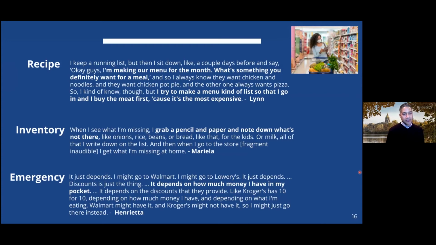The second quote here is from Mariella, the inventory shopper. She keeps a running list of the usuals, the things that she normally has in her pantry, and that she knows she can make meals from, that her family will actually eat. And finally, this last quote from Henrietta, we see that she's driven solely by deals and how to stretch her dollar, right? So there's not much planning going on here. It's really looking at what's on sale, what do I have a coupon for, what can I get to feed my family. So it focuses pretty heavily on discounts.